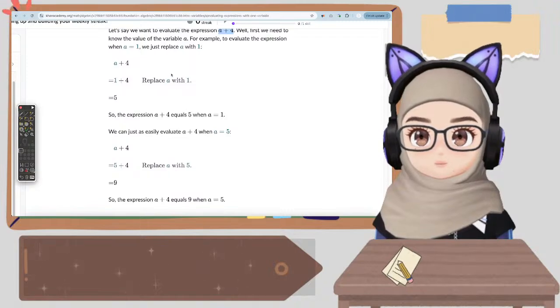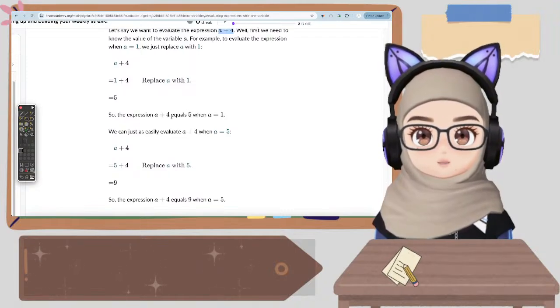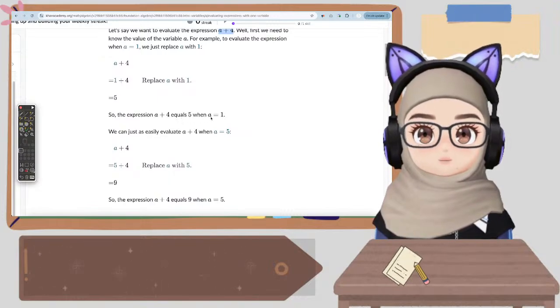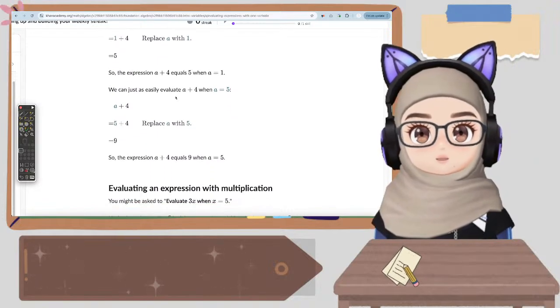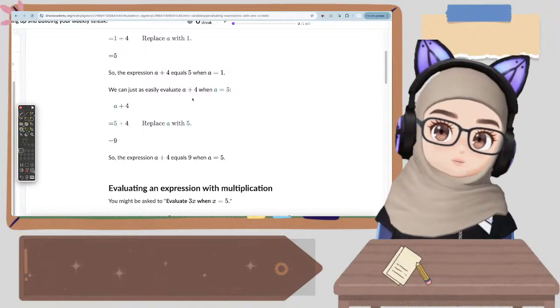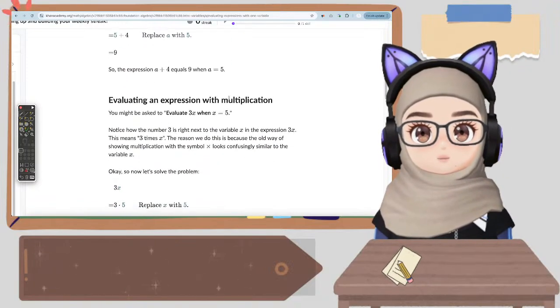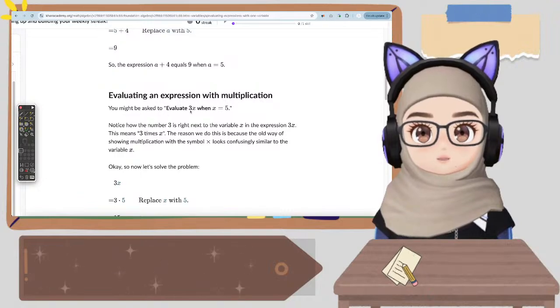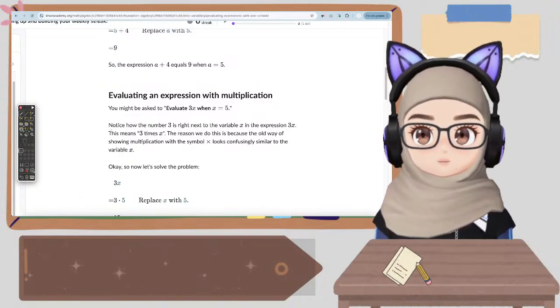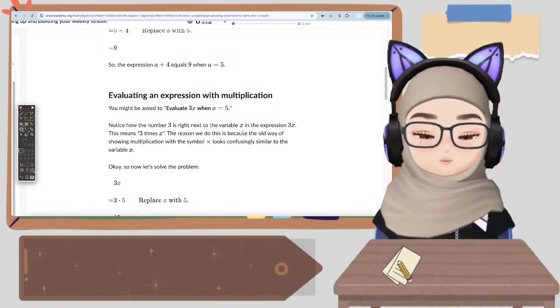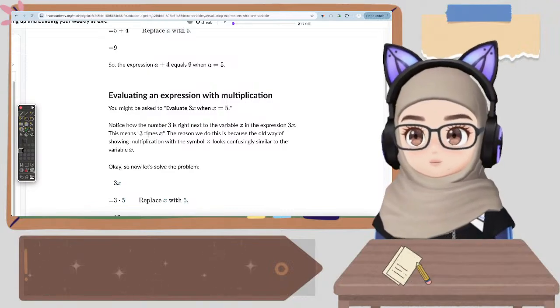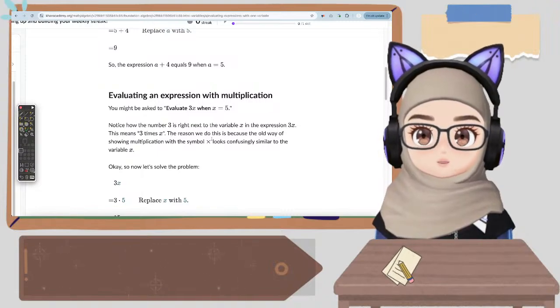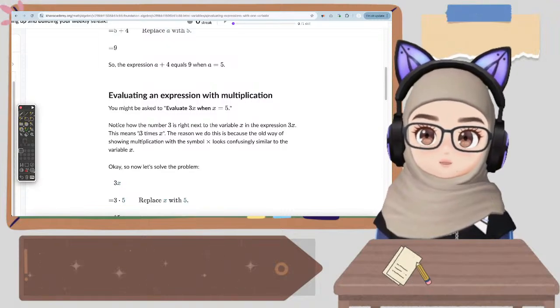So the expression a plus 4 equals 5 when a is 1. Yes, that's how it is. We can easily evaluate when a is 5, which becomes 9. Evaluating an expression with multiplication, you might be asked to evaluate 3x when x is 5. Notice how the number 3 is right next to the variable x in the expression 3x. So this means 3 times x. The reason we do this is because the old way of showing multiplication, the symbol, looks familiar to x.